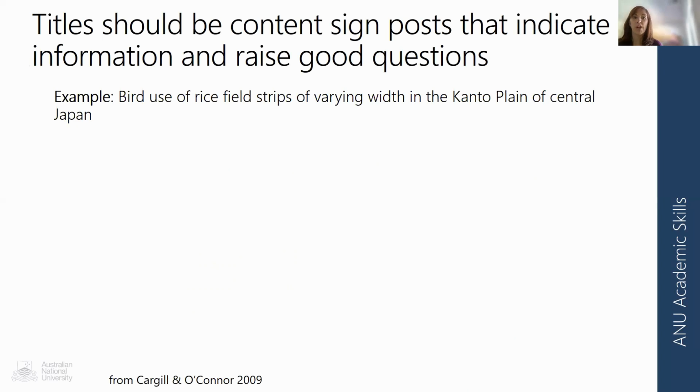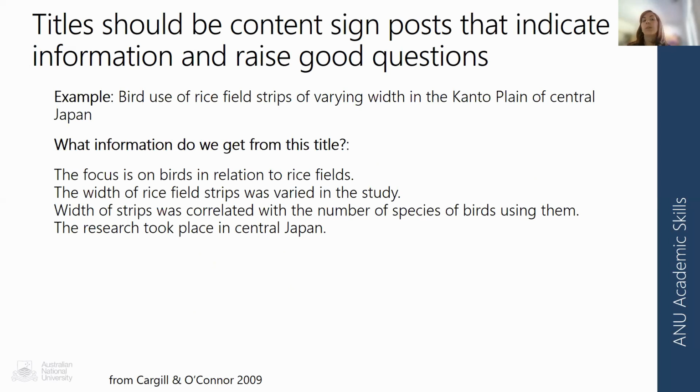Bird use of rice field strips of varying width in the Kanto Plains of central Japan. So we get a lot of information in this title. We get that the focus is on birds in relation to rice fields. We understand that the width was varied. We understand that the width of the strips was correlated to the number of species, and we know where it took place, in central Japan. So we get a lot of information packed into this example.